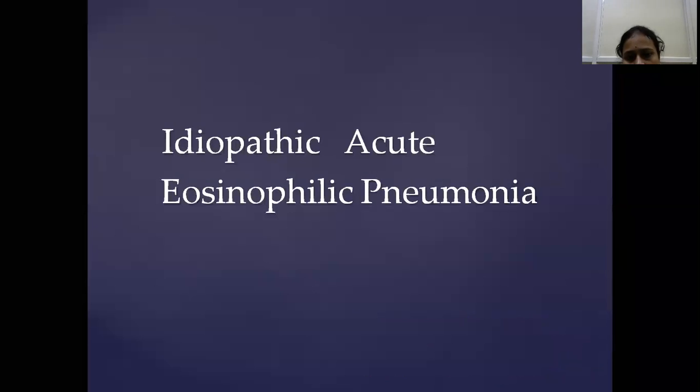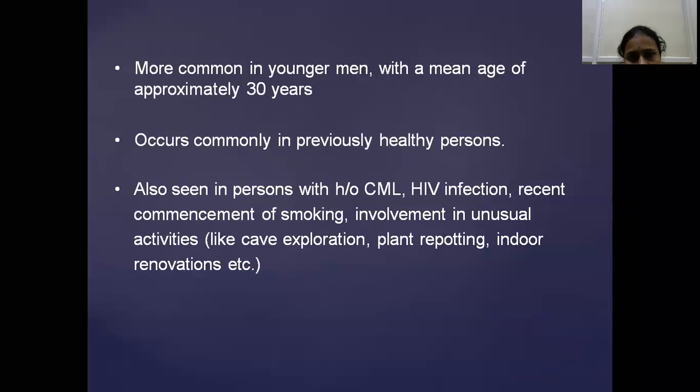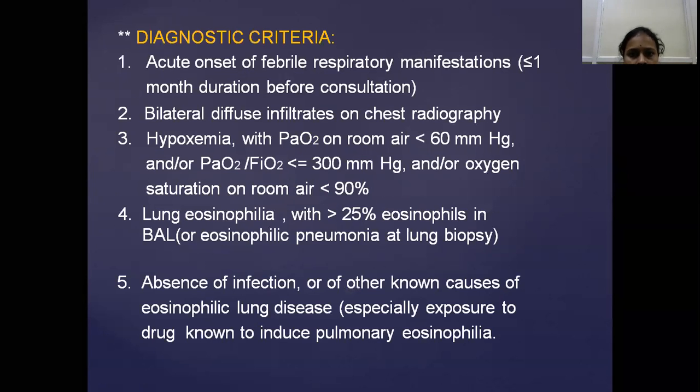This is also an acute presentation. The more commonly affected age group are younger men, approximately 30 years of age. It can occur in healthy persons as well as immunocompromised persons. Immunocompromised means those with a history of chronic myeloid leukemia, HIV infection, recent commencement of smoking, or involvement in unusual activities like cave exploration, plant reporting, indoor renovations.